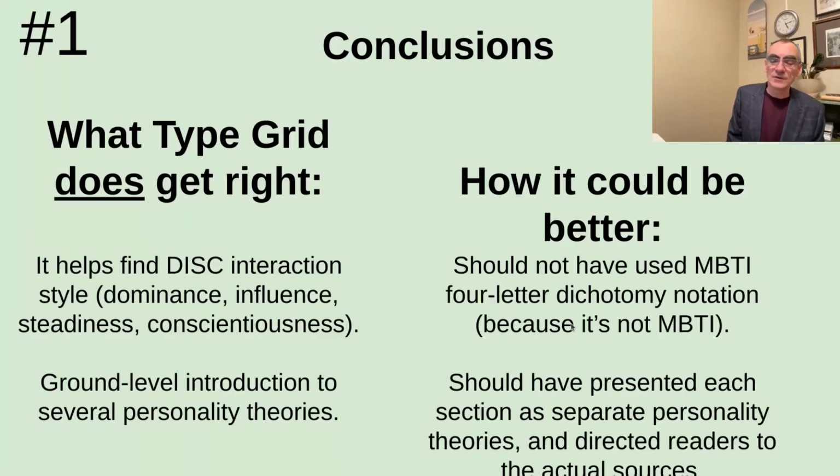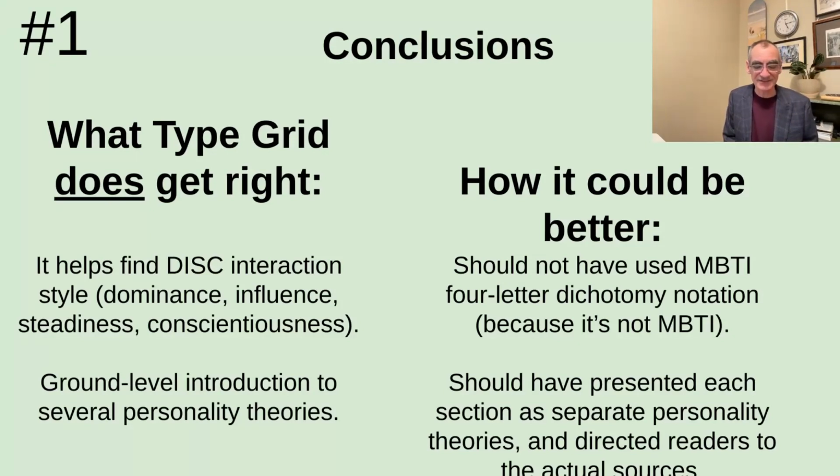So now on to the conclusion. And what I do want to make sure of is to say, I'm not out to trash TypeGrid outright. The TypeGrid companion does do something really well. It delivers your interaction style, and that's a more repeatable result than trying to sort out your Jungian cognitive functions. What it gets wrong is it's not telling you your MBTI type necessarily. It's telling you something that's close to your DISC personality theory type.